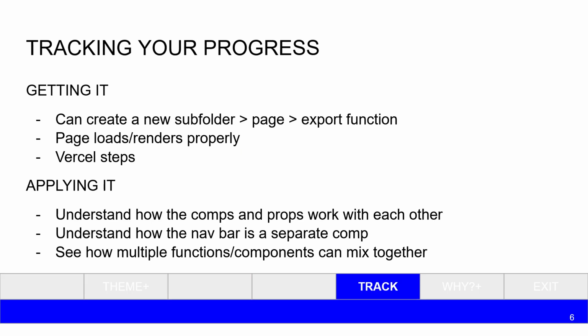How do you know you're getting it after I help you today? You can create a new subfolder and then a page and then an export function by borrowing the one that's easy from like the About page or the Docs page. Your page loads and renders properly, and we're going to skip Vercel steps for now. You can continue applying what you've learned this week by understanding how these comps and these props work with each other. You can also understand how the nav bar is a totally separate component. And you can also start to see how these multiple different functions and components mix together, okay?